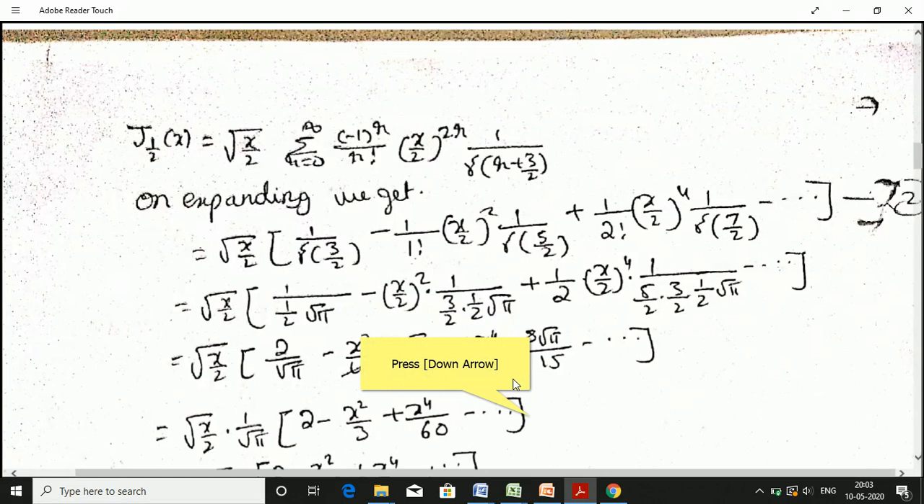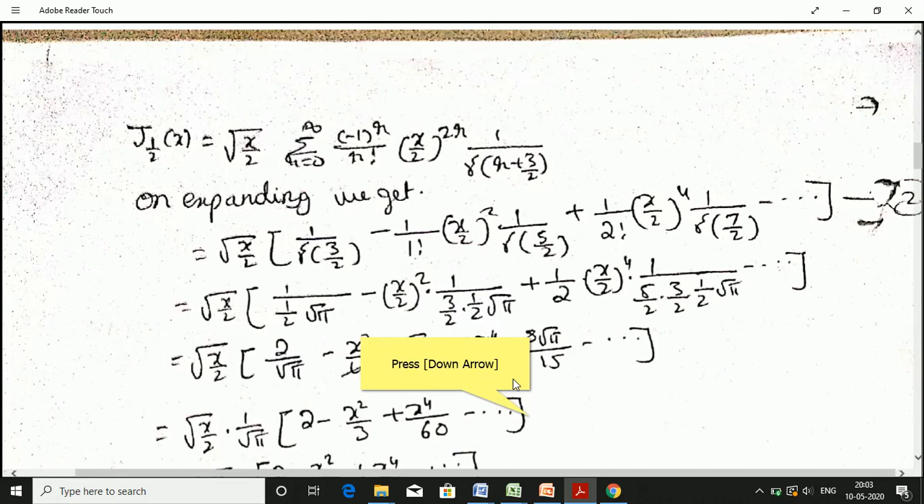On expanding we get square root of x by 2 into, if r equal to 0, minus 1 power 0 is 1, 0 factorial is 1, x by 2 power 0 is 1, 1 by gamma of 3 by 2, plus when r is equal to 1, minus 1 power 1 is minus 1, 1 factorial is 1, x by 2 to the power of 2, 1 by gamma of 1 plus 3 by 2, it is gamma of 5 by 2, plus when r is equal to 2, minus 1 whole square is 1 by 2 factorial, x by 2 to the power of 4, 1 by gamma of 2 plus 3 by 2, that is 4 plus 3, 7 by 2, plus dot dot.